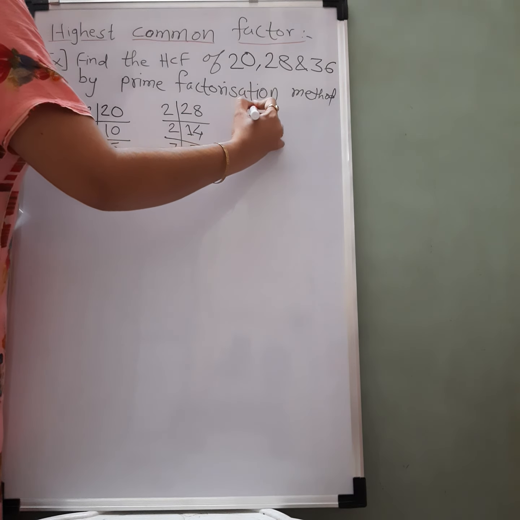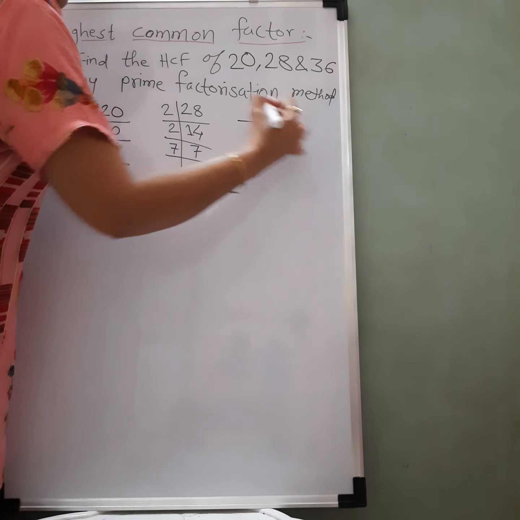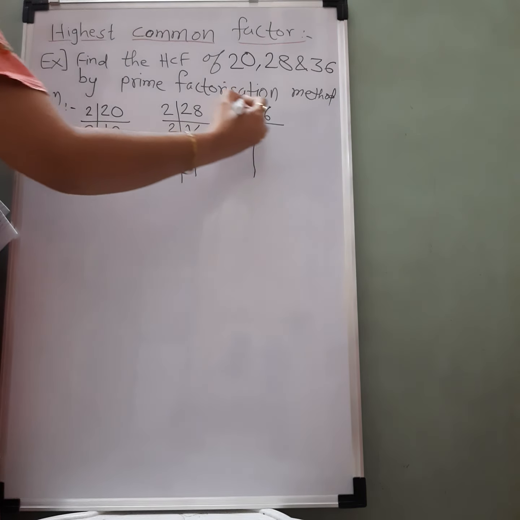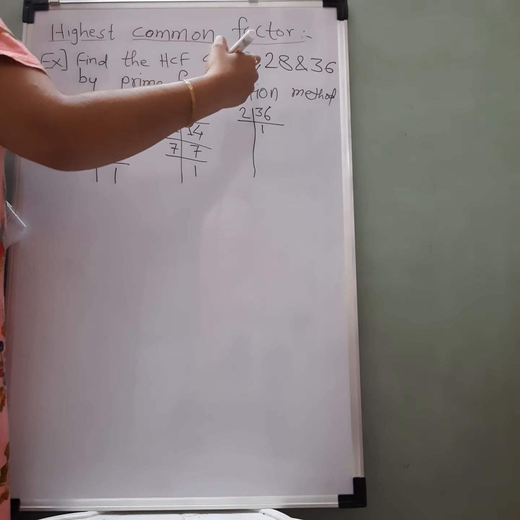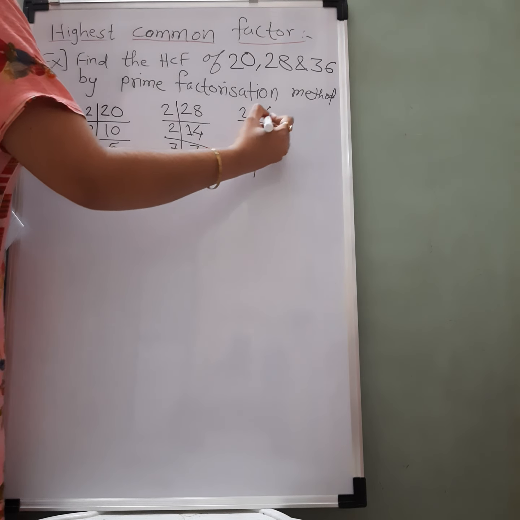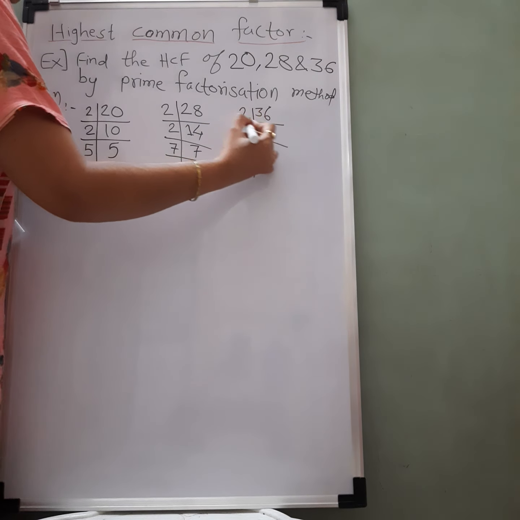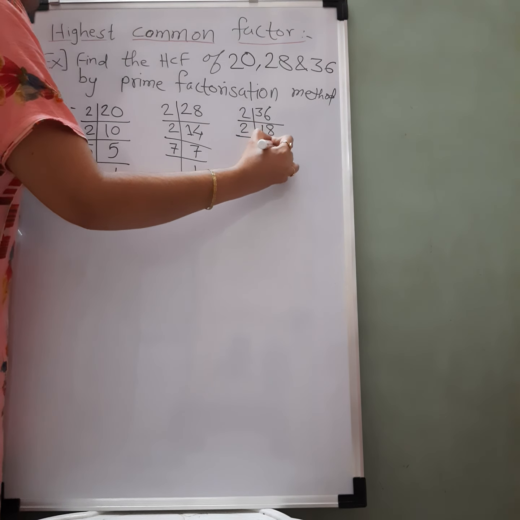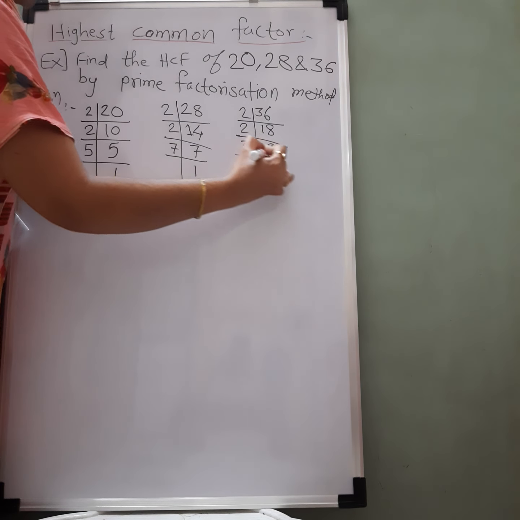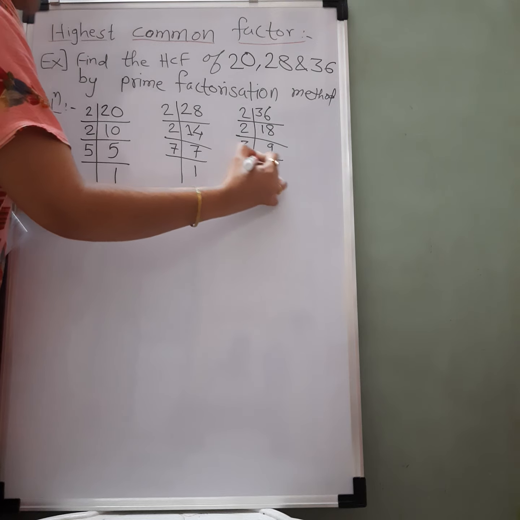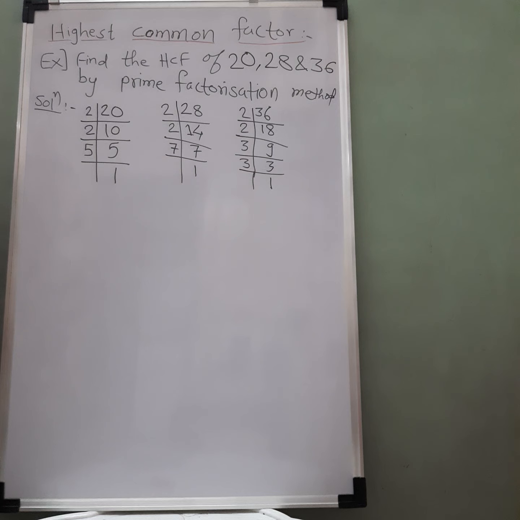Then the third number is 36. In 36, the unit digit is 6, so it is divisible by 2. 2 ones are 2, 1 is the remainder. Bring this 6 down, so 2 eights are 16. Again this 18 is divisible by 2. 2 nines are 18. And this 9 is divisible by 3, that is 3 threes are 9. Since 3 is a prime number, it is divisible by itself, so 3 ones are 3.